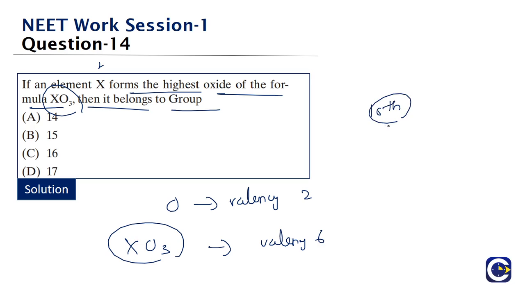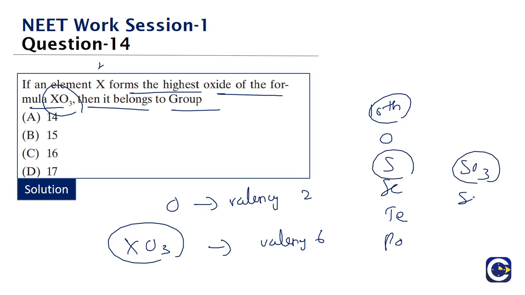Of course, the oxygen itself will belong to the 16th group. So what is the 16th group? Oxygen, sulfur, selenium, tellurium, polonium. Like sulfur can form SO3, sulfur trioxide. Selenium also can form selenium trioxide. So the element X will belong to the 16th group, or the oxygen family.